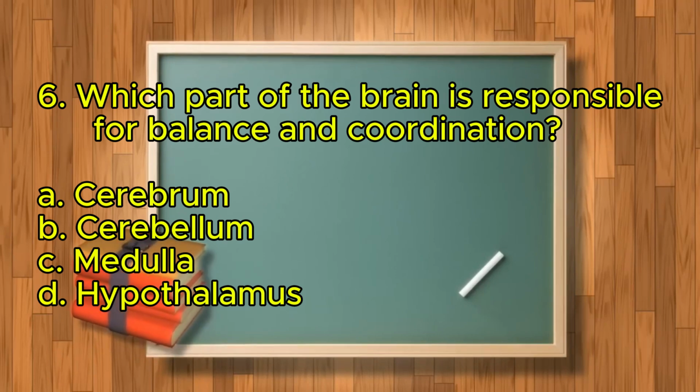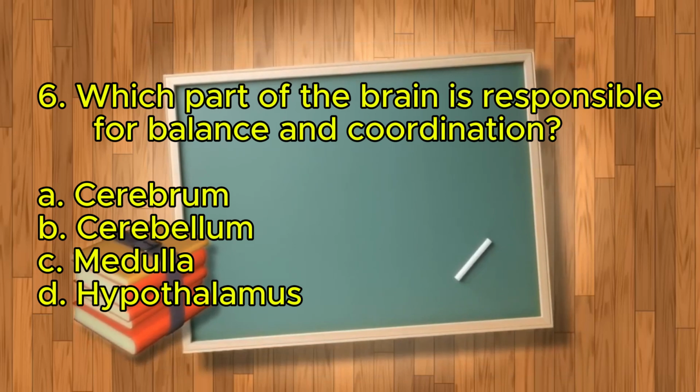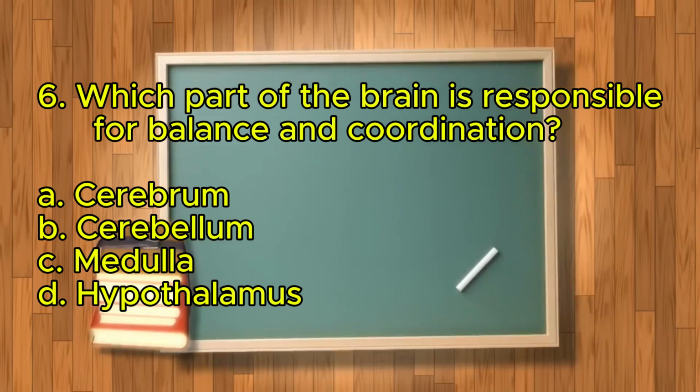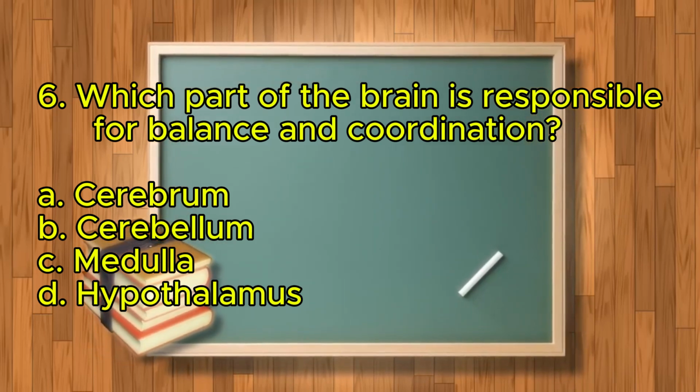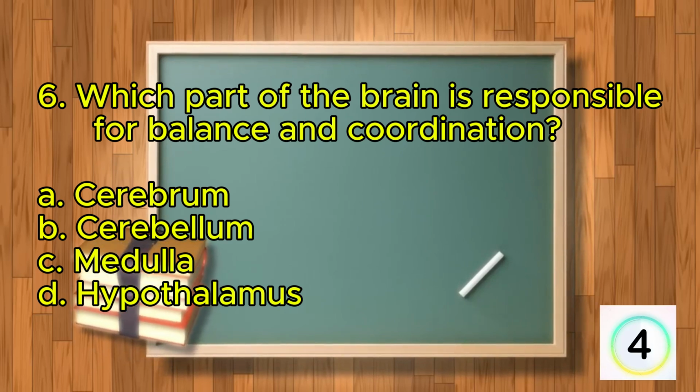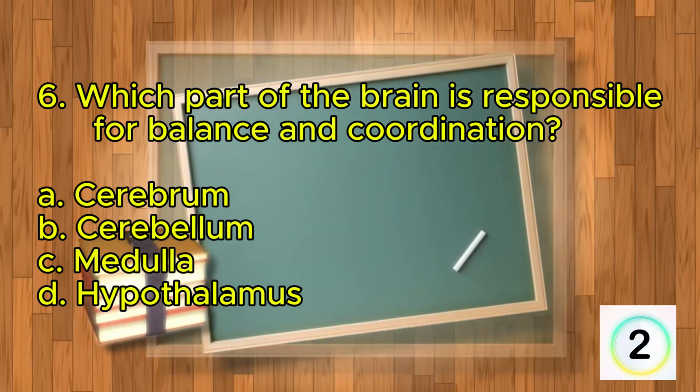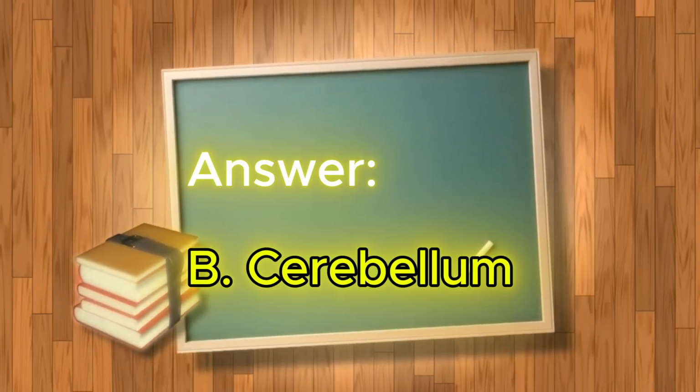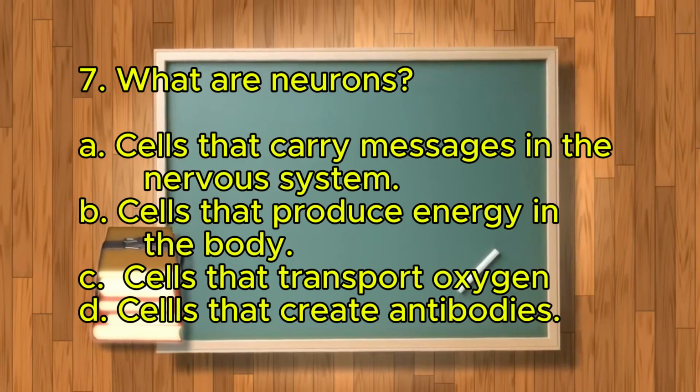6. Which part of the brain is responsible for balance and coordination? A. Cerebrum. B. Cerebellum. C. Medulla. D. Hypothalamus. Answer. B. Cerebellum. 7. What are neurons?